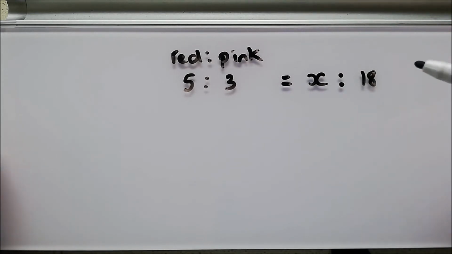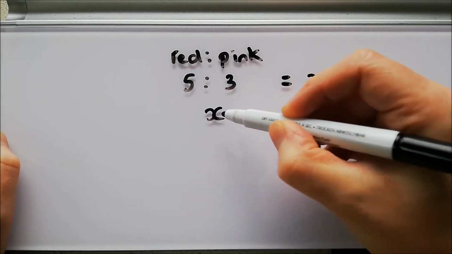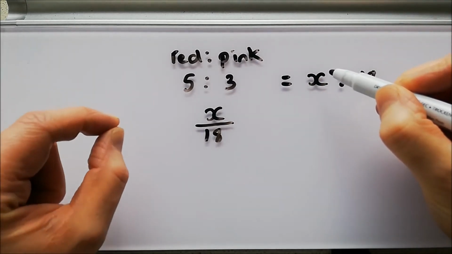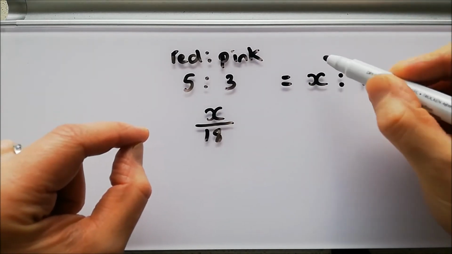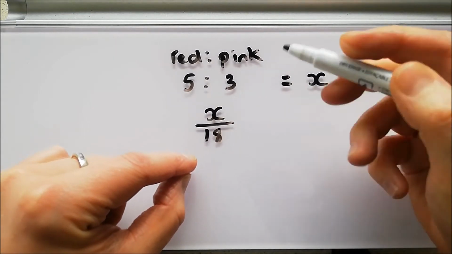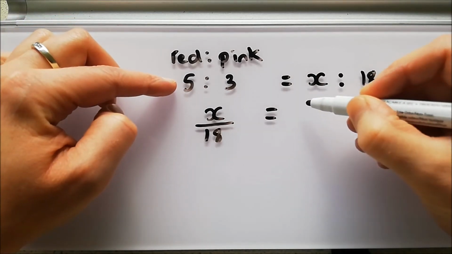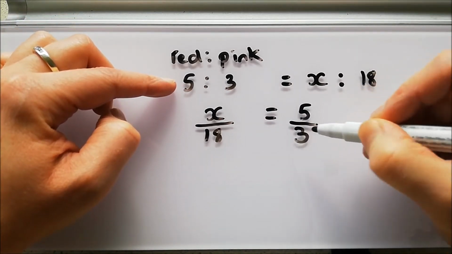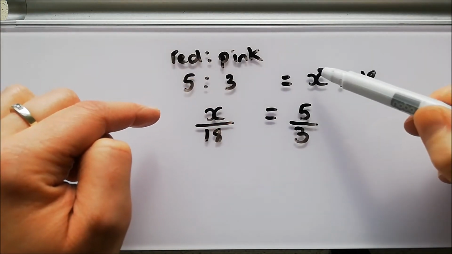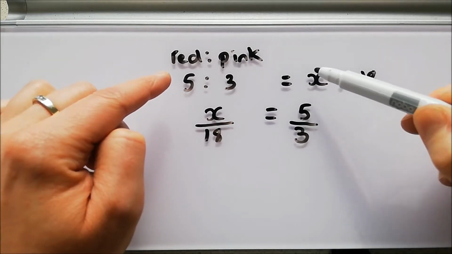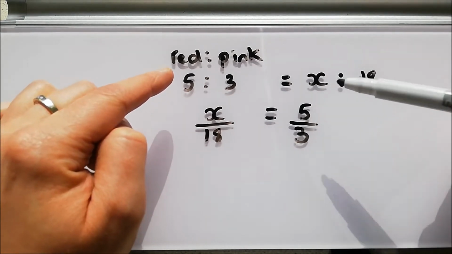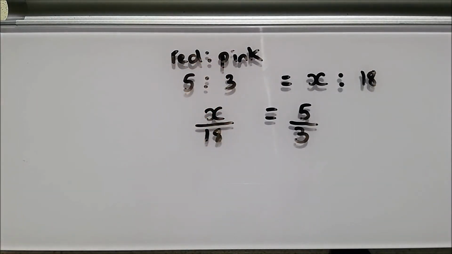What we would then do is set up X over 18, because it makes our working out easier if we always lead with the X. So we'll just start with the X, and the bit that went with the X we'll put under it, and then we'll put 5/3. And the reason I'm putting 5/3 and not 3/5 is because X is on the left and 5 is on the left. So because X is on top there, the left-hand side also has to be on top there, and so the right-hand sides have to be on the bottom.